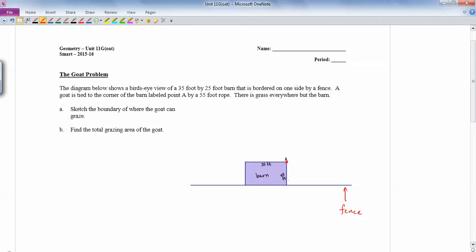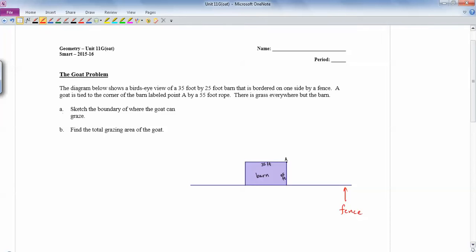Now let's see, this is 35 feet, so it'd be a little bit longer than that. So the goat would be maybe out to about here, right? There's the goat. And this is 55 feet. So I'll draw that back in a little bit, but you get the idea. Okay. So the question is going to be related to where can the goat graze.